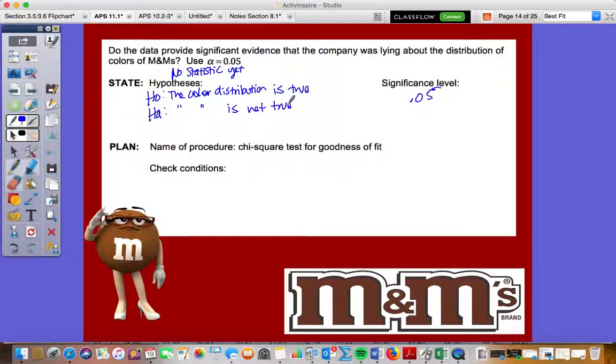The name of this procedure is a chi-squared goodness of fit test. It's important. We'll talk about goodness of fit later on, but really we're just trying to get the fundamentals here. The next thing, is this thing random? Yes. It is a random sample.